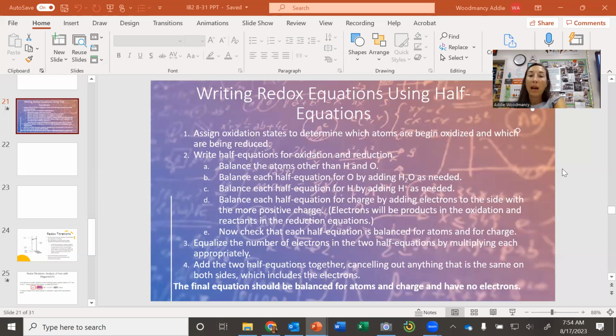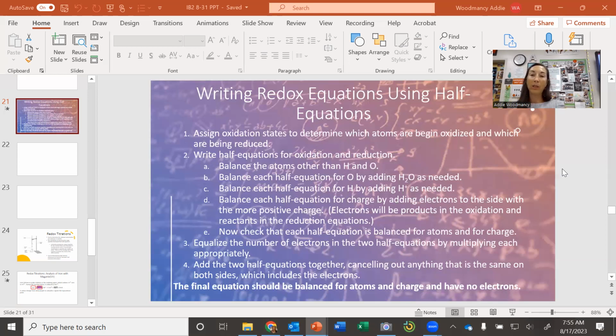Then you balance the half equations for any oxygens in any of the half equations by adding water as needed. So if you have 2 oxygens you need to balance, you'll have to add 2 waters because every water only has 1 oxygen in it. Then you balance each half equation for hydrogen by adding the hydrogen ions as needed. So if you need 2 hydrogens, then you'll add 2 hydrogen ions because there's only 1 hydrogen in a hydrogen ion. Then you balance the half equations for their charge by adding electrons like we did before.